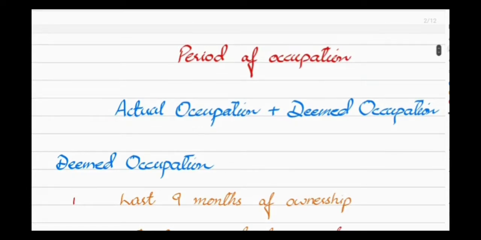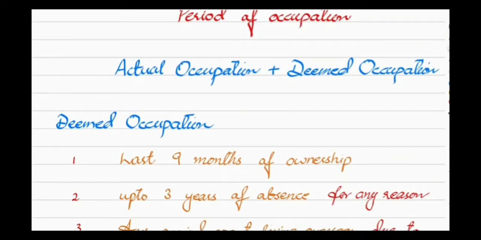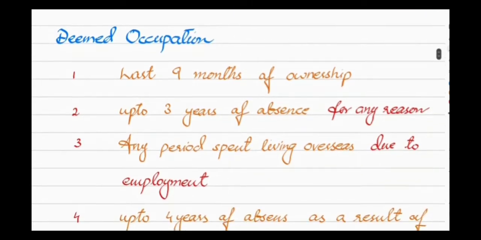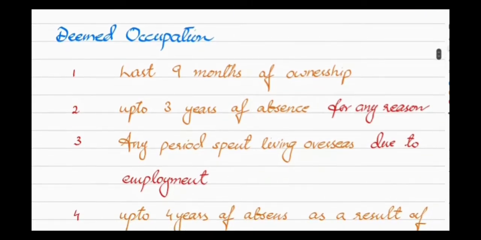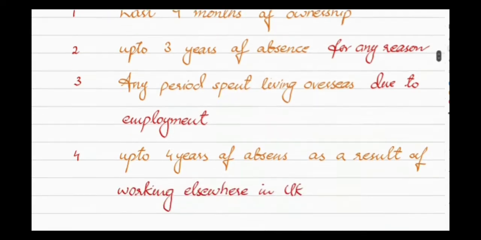What is meant by the period of occupation? It is actual occupation, meaning the person has actually occupied the house, plus deemed occupation, meaning the period that is considered to be occupied. What is included in deemed occupation? First, the last 9 months of ownership in any case.